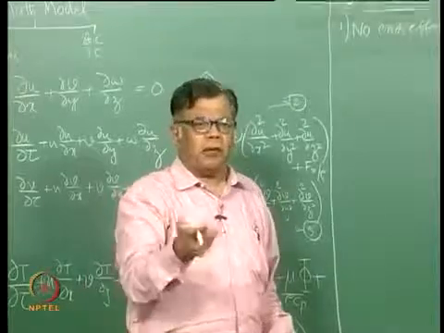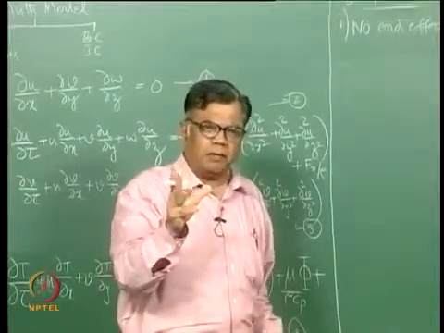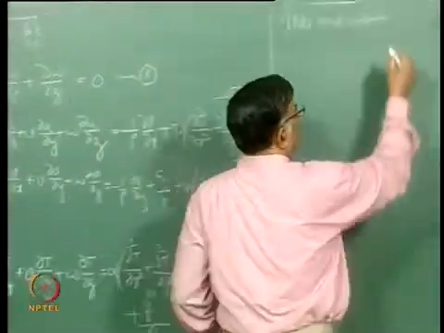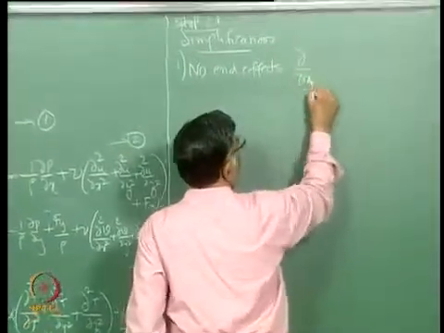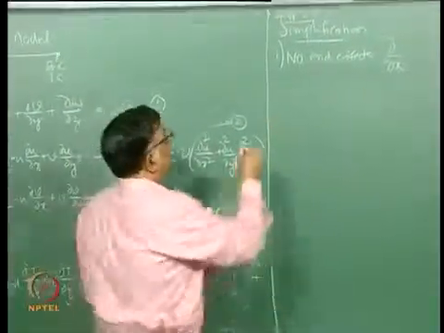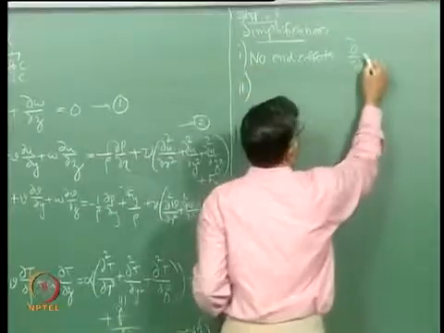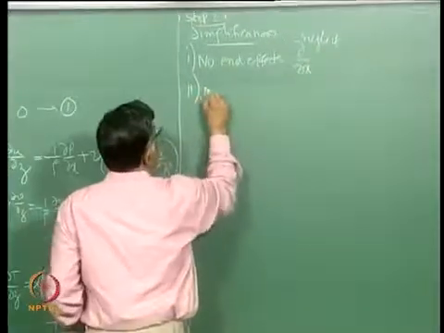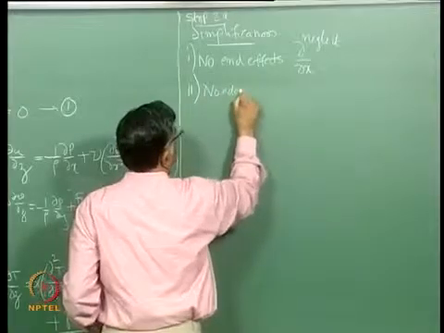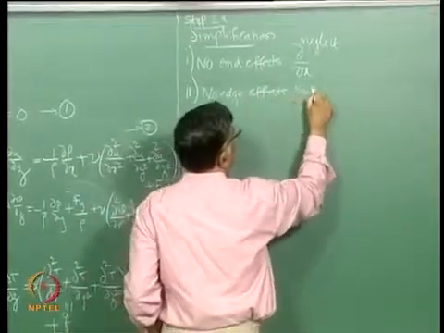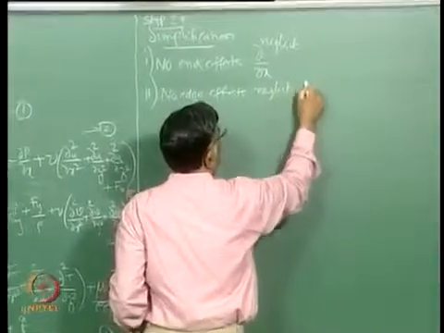I have to give you a hint. What kind of derivative terms can you neglect? You neglect this. Then I will say neglect. I will say no edge effects. What would you neglect? Del by del z?